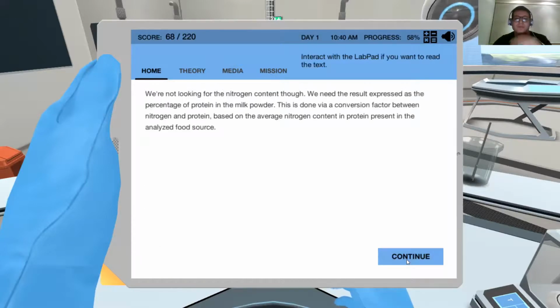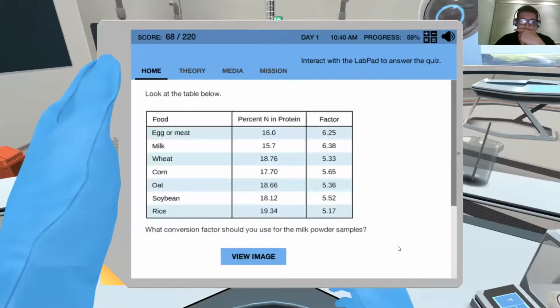We're not looking for the nitrogen content though. We need the result expressed as the percentage of protein in the milk powder. This is done via a conversion factor between nitrogen and protein, based on the average nitrogen content in protein present in the analyzed food source. Look at the table below. What conversion factor should you use for the milk powder samples?